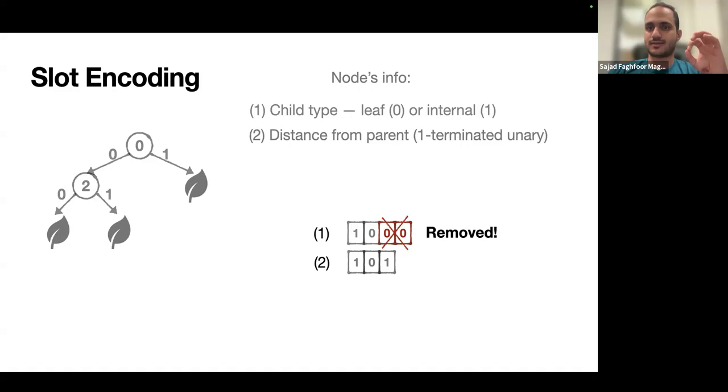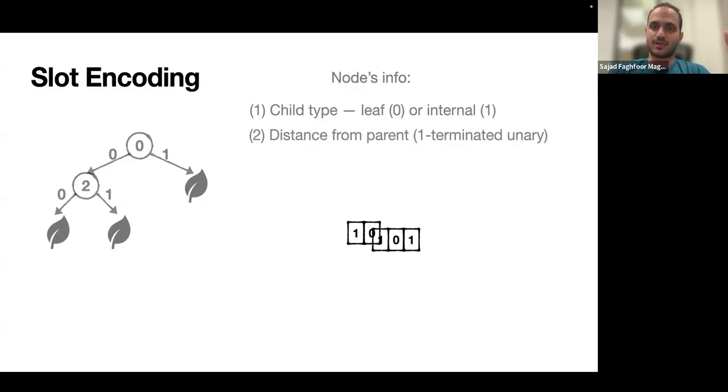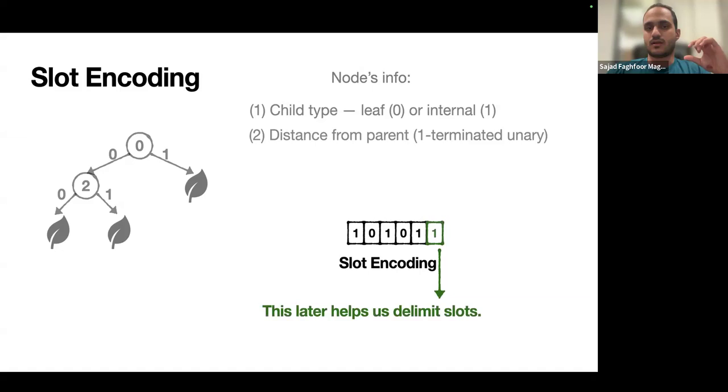Also, if you look at this structure very closely, you see that the last 2 bits of the first field represent the last internal node's children, meaning that always the children are going to be leaves because there is no other internal node. So we can just remove that part. And then by concatenating the first and the second field, we end up with the slot encoding. Also, we add a single set bit at the end of the slot encoding. This later helps us delimit the slots, and I will show you how next.